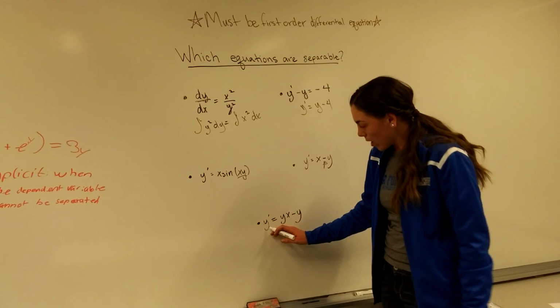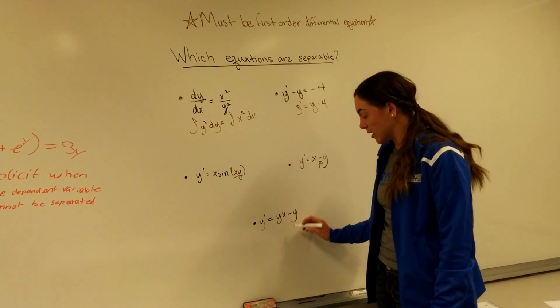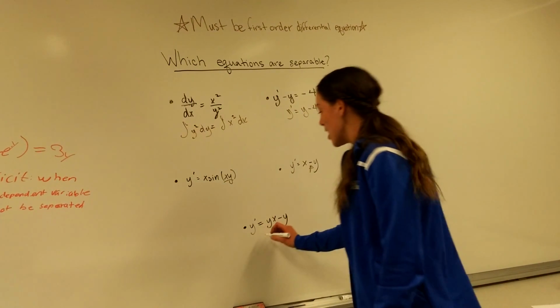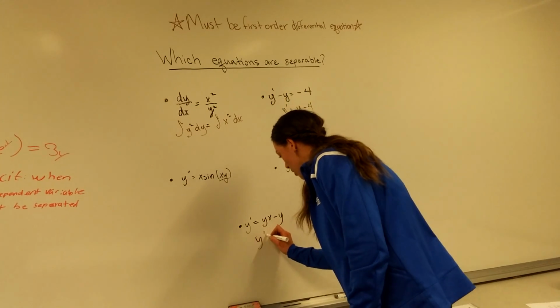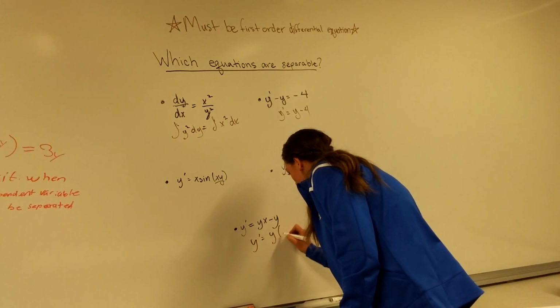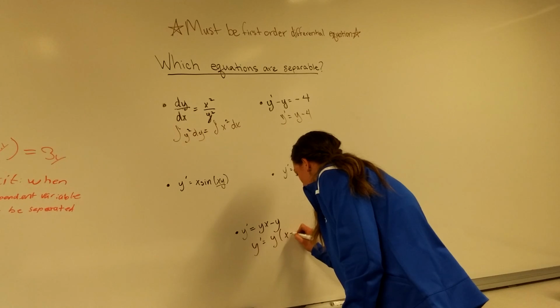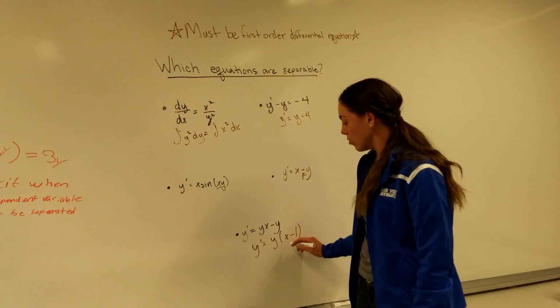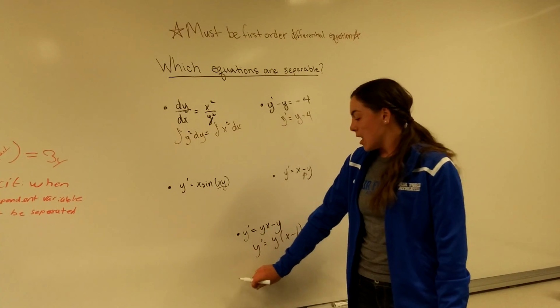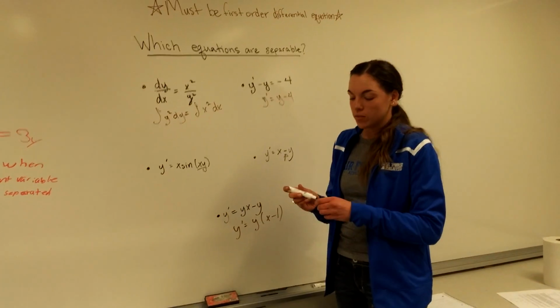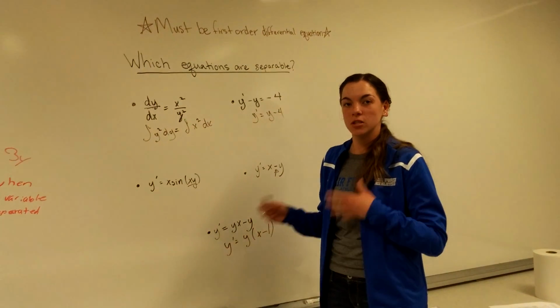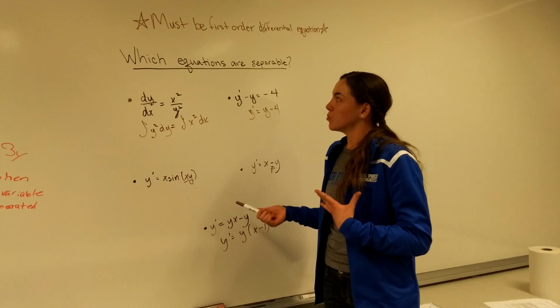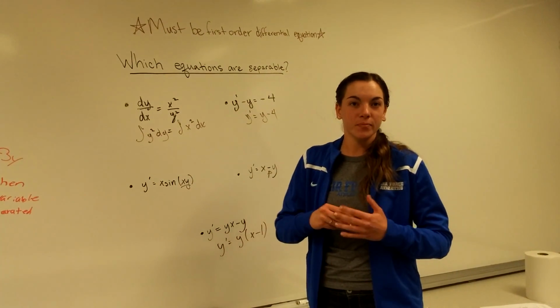This problem right here, y prime equals y times x minus y, you can separate just because you can get y prime equals y times x minus 1 by taking out the y, so you can get x's on one side and y's on the other, which makes your problem separable. So these are just the basic rules with separating equations.